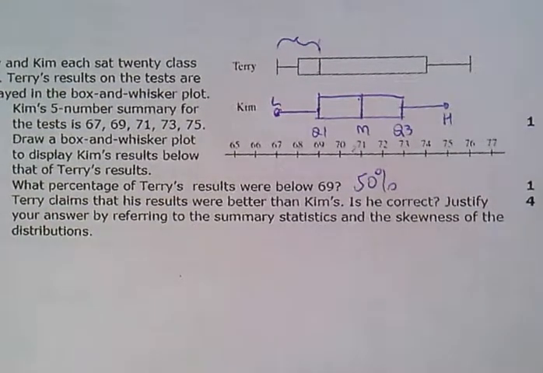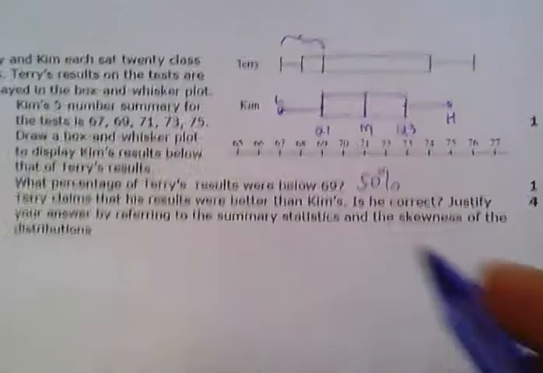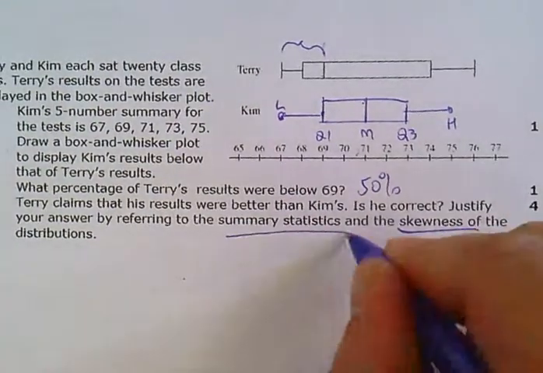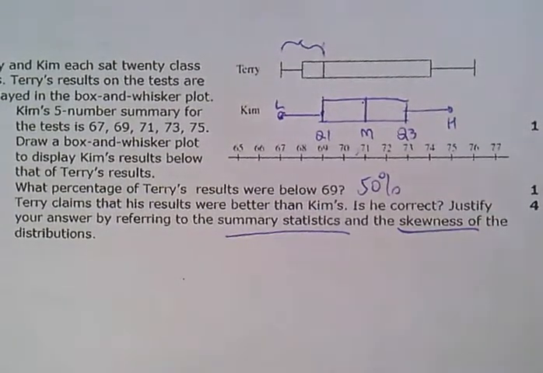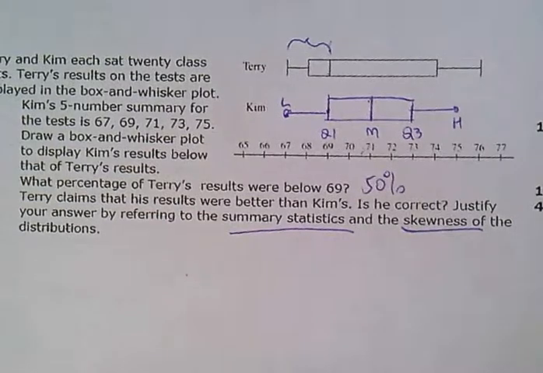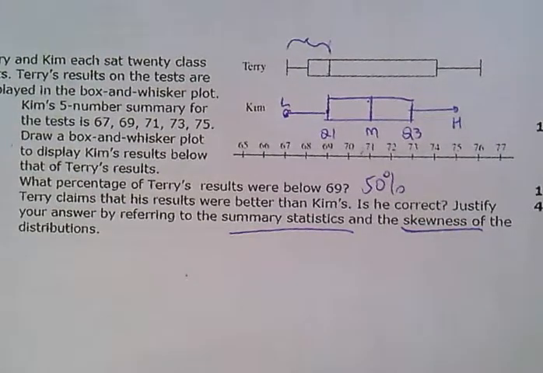Well, there needs to be 4 somethings. And you must answer, and is he correct with justification? So, is he correct? Let's start with a percentage. Half of Terry's marks were below 69, and only a quarter of Kim's marks were below 69.